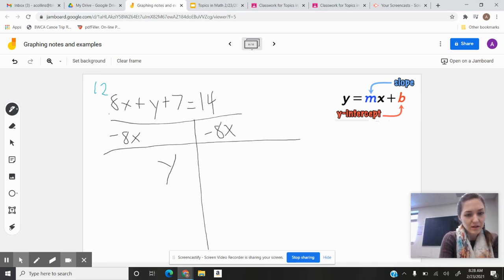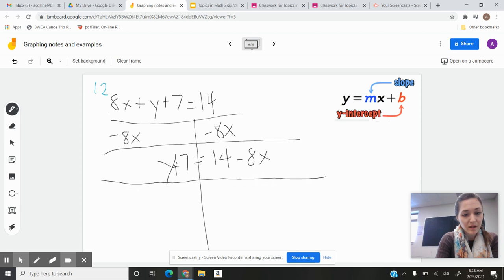All right, y equals 14 minus 8x. Okay, I forgot the +7 in there. So now I need to get rid of this +7, and I'm going to do the opposite of +7, and I'm going to subtract 7. And if I do it to one side, got to do it to the other side. So I have y equals. Okay, I can't combine this -8x with this -7, but I can combine it with this 14. 14 minus 7, just 7, minus 8x.